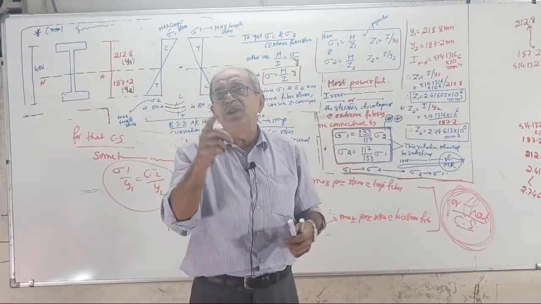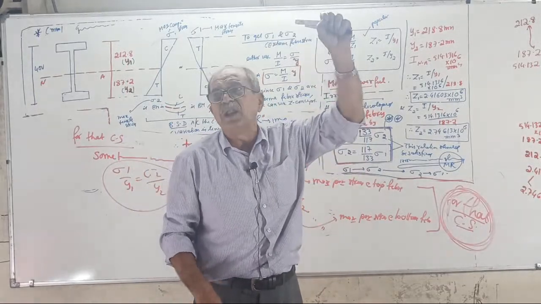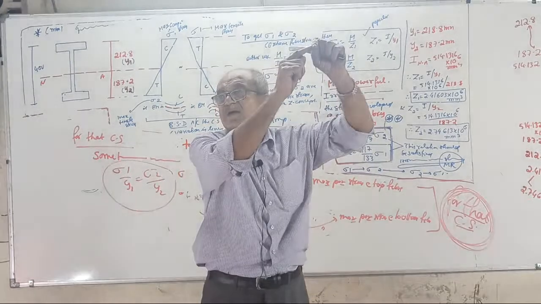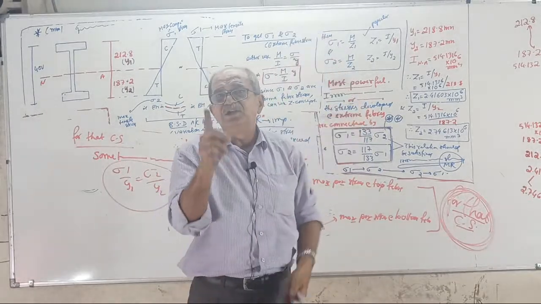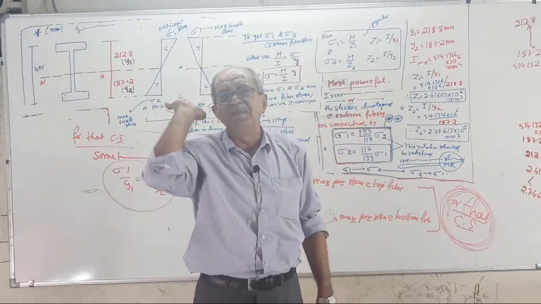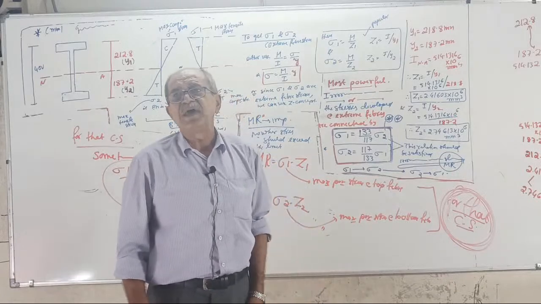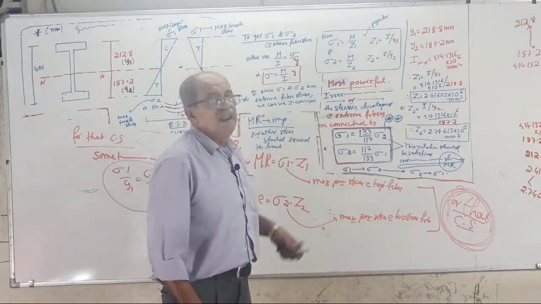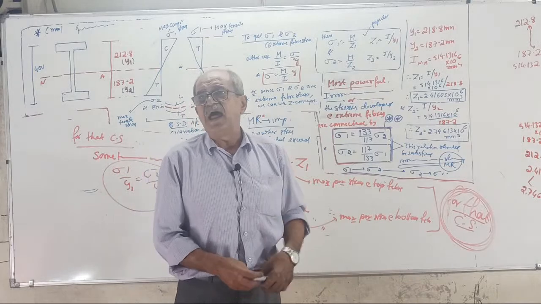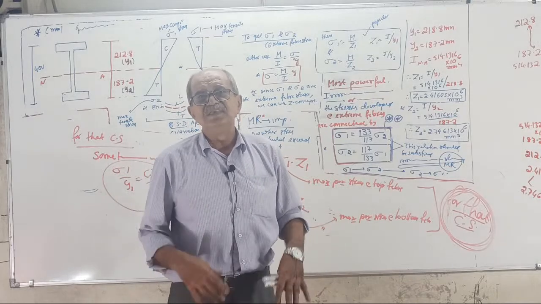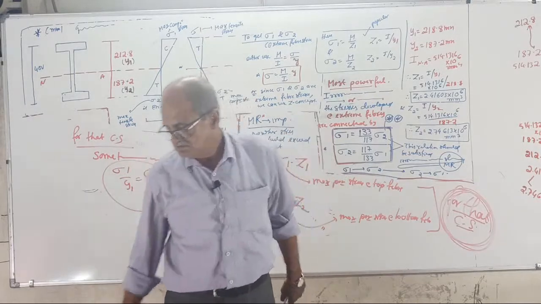When you consider stress on one fiber equal to the limit, the other side should not go beyond the limit. Then only the section is safe. When you tell MR, it indicates that much BM is safe for the cross section.